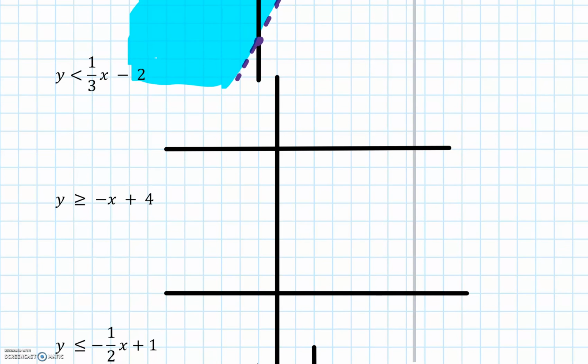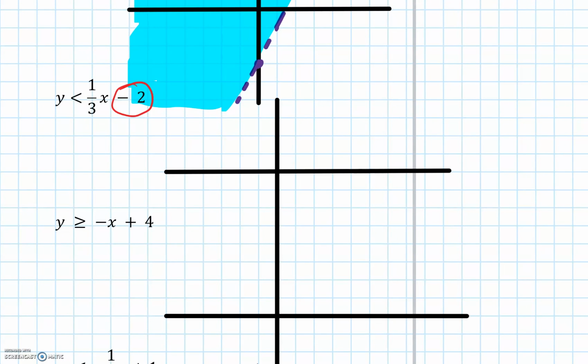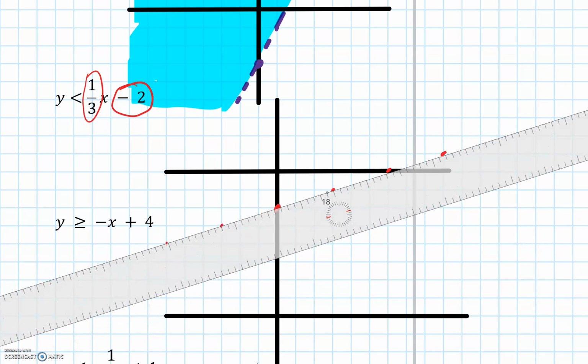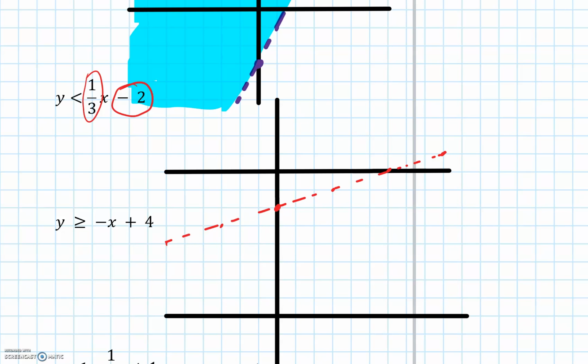Okay, so to draw this graph, we've got a b value of -2, so that is our y-intercept. And we have a slope of positive 1/3. So it goes up by 1 and over by 3, up by 1, over by 3. Down by 1, over by 3, down by 1, over by 3. I'll just go till there. And this is again going to be a dashed line, as it is not or equals to. It's just y is less than that value.